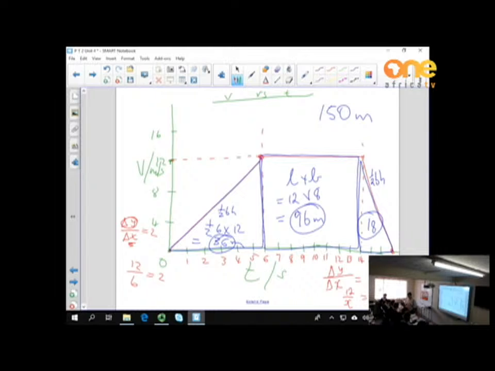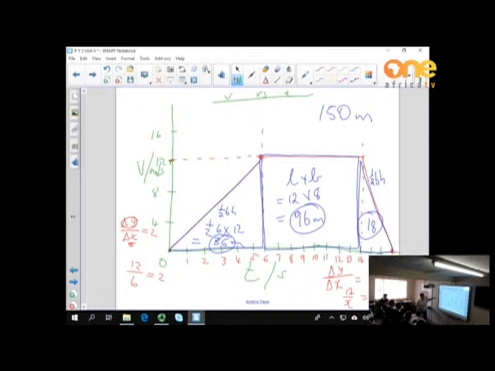No, you can't do it like that. No. It's a constant acceleration. The acceleration's not changing, so the gradient of the line must be constant. You understand?